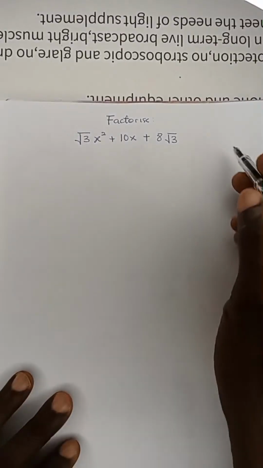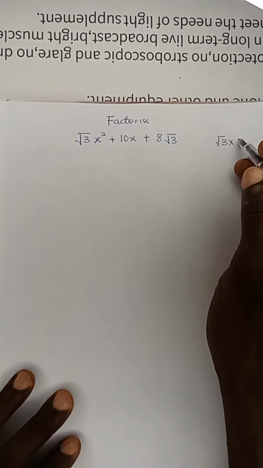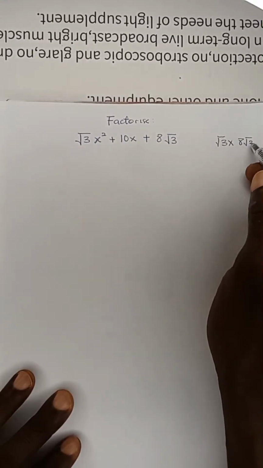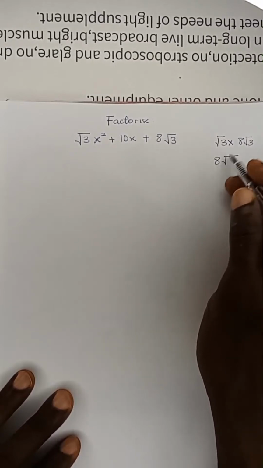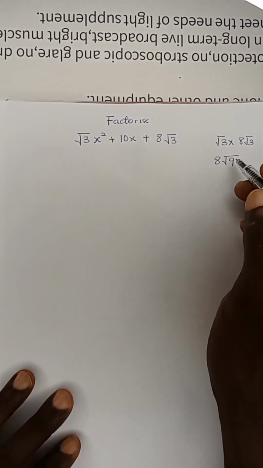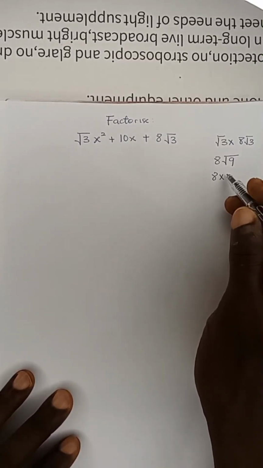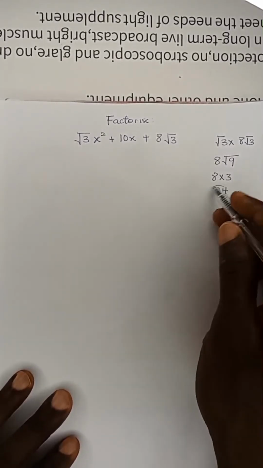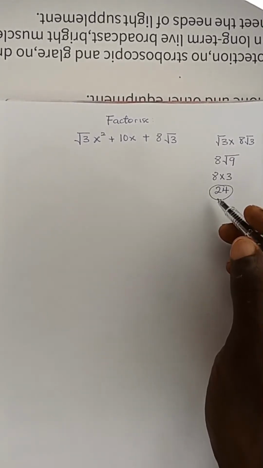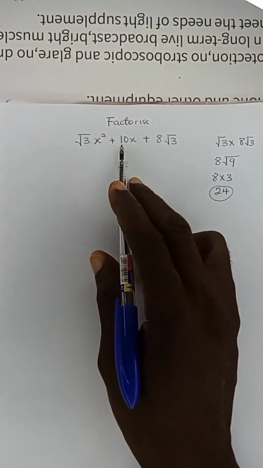All right, so when we do that, we have root 3 times 8 root 3. And that gives 8 times root 3 times 3, which will give us root 9, and square root of 9 is 3, so we have 3. Then 8 times 3 is 24. Okay, so now we are going to look for factors of 24 that will give us 10 if we add it.